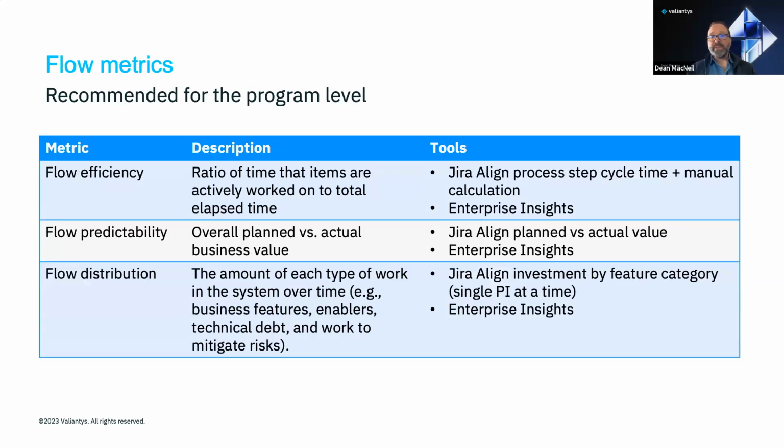3 more can be measured at the program level in Jira Align and Enterprise Insights. They are flow efficiency, the ratio of active time to flow time, flow predictability, which is planned versus actual value delivered, and lastly, flow distribution, the amount of each type of work in the flow over time. Let's start by reviewing flow visualizations available in Jira Software.